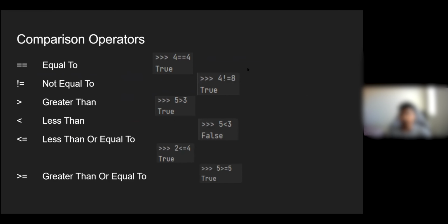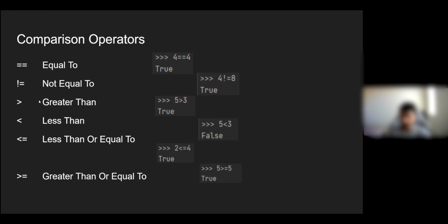Okay. Comparison operators let us compare different values to each other. Two equal signs means equal to. So if we did 4 equals 4, it would output true because 4 equals 4. If we want to check whether values are not equal, we put an exclamation point and then an equal sign. So 4 not equal to 8 outputs true, because 4 is not equal to 8.